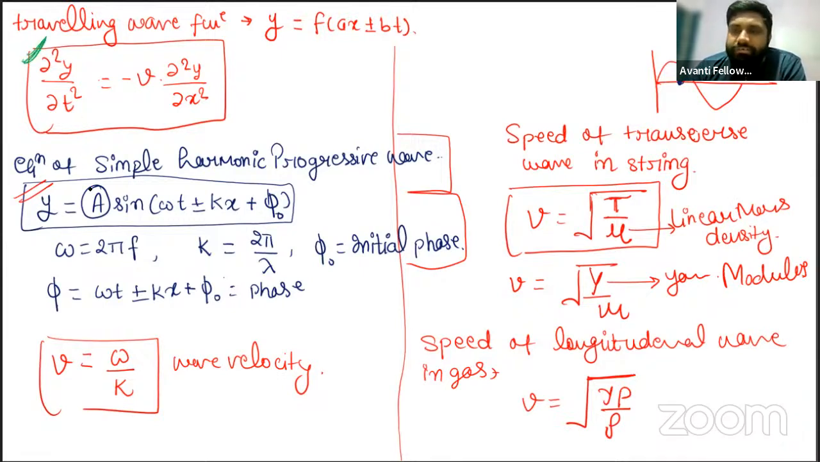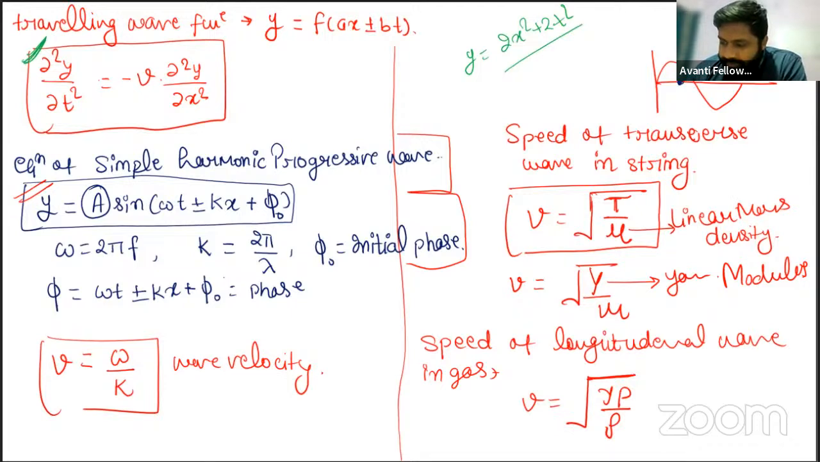If I give you a function like y = 2x² + 2t², and I ask you to check whether this function represents a wave or not, what you will do is first apply this equation: ∂²y/∂t² = v² ∂²y/∂x², where v is the wave velocity.